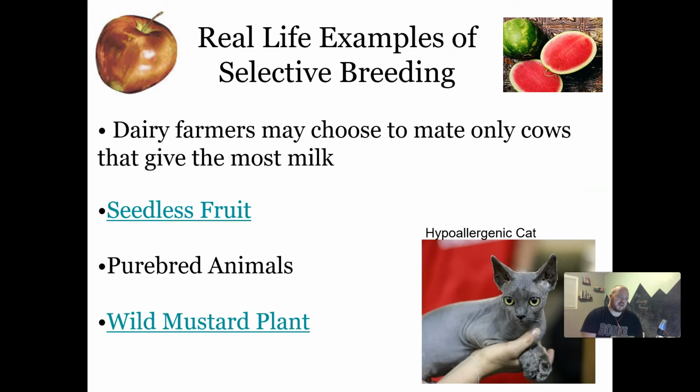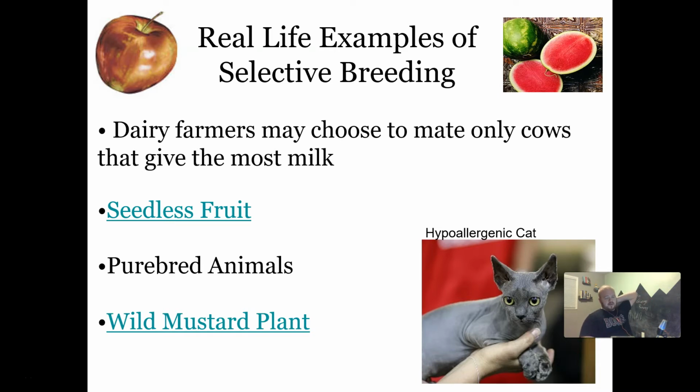Some examples of selective breeding. For instance, dairy farmers may choose to breed only cows that give the most milk. And if you're a cattle farmer, you know that not all cows are made the same. There's beef cattle and there's dairy cattle. And typically you pick the dairy cattle because they produce the most milk. Certain seedless fruits are examples of selective breeding. Purebred animals. If you've got a purebred German Shepherd, that German Shepherd is a byproduct of selective breeding. Actually, almost every purebred animal, not just dogs.